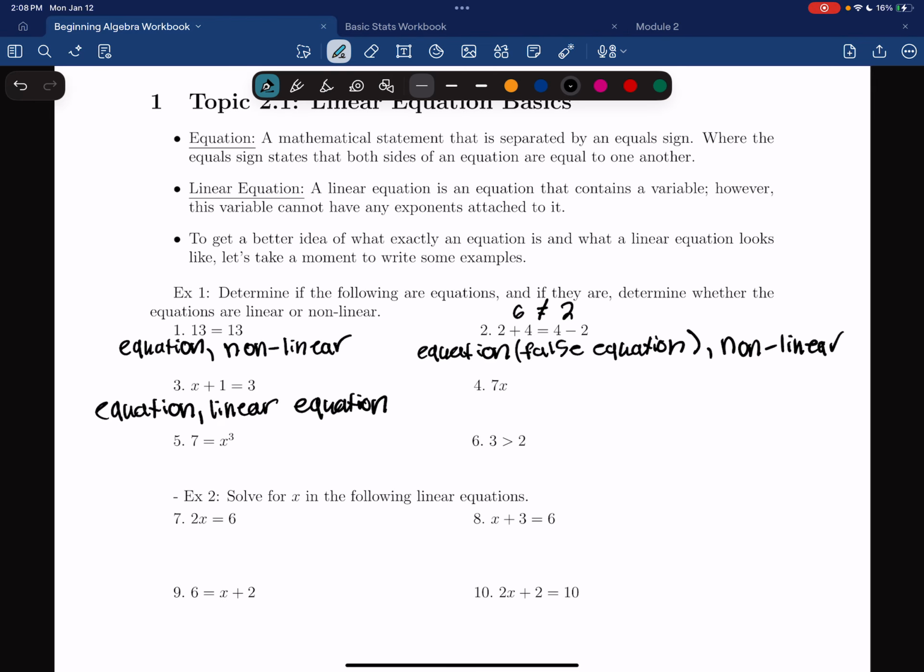For example, number 4, we have 7x. Well, there is no equal sign, so this is not an equation. Not an equation. Specifically, it's an expression. What we have here is an expression.